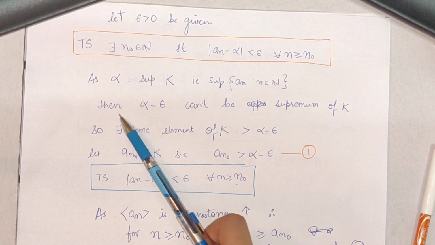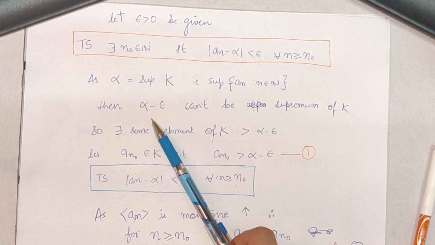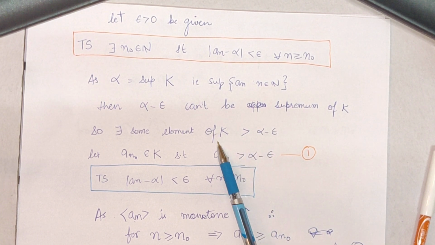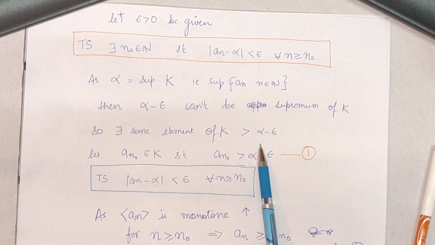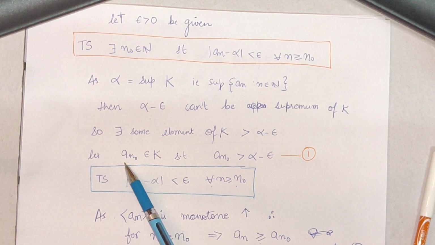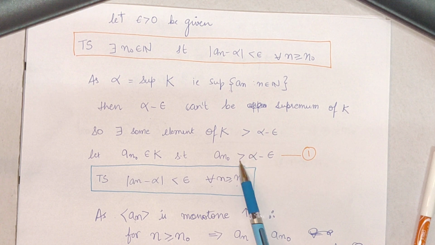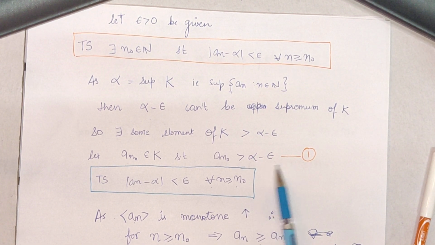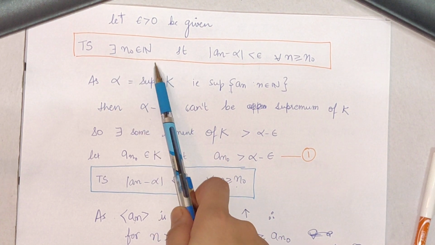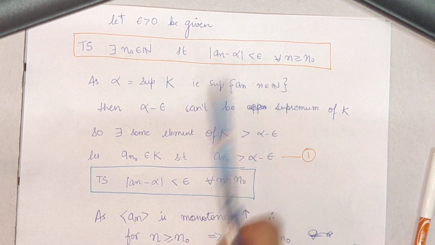Now as alpha is the supremum, this means alpha minus epsilon can't be the supremum. So there exists some element greater than this. Because it is not the supremum, we have called this element an naught. This an naught is greater than alpha minus epsilon. Now we have shown the existence of n naught. Our aim is just to show this.